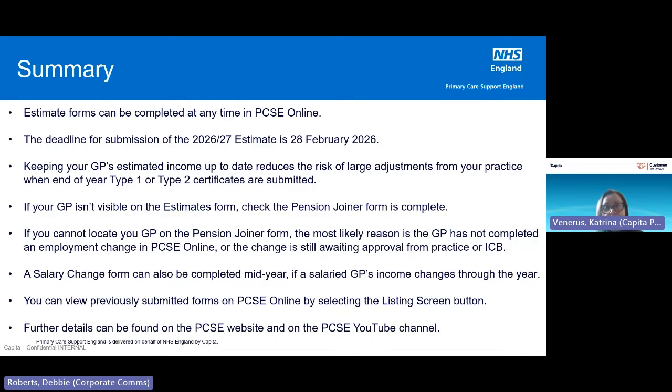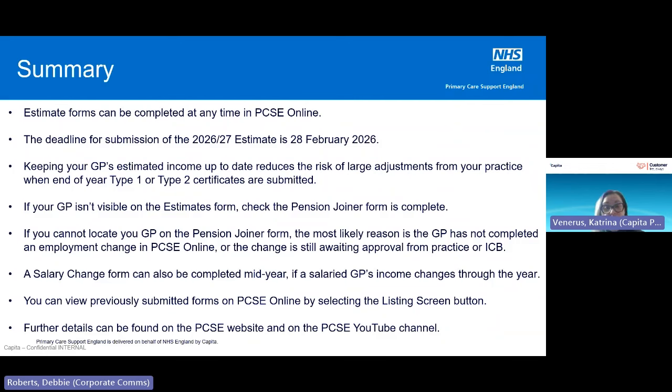That'll sort itself out, correcting the arrears, and then you'll be able to do this forward estimate for 26-27, but you need to catch up with the months that haven't been collected yet. That's one scenario. It could be that our GP has diligently done what they needed to do, but the employment change is sitting waiting on the practice if they're a salaried GP. So it's worth checking that if the GP has already submitted. Or if they're a partner, it could be that it's waiting for the ICB. So there are those steps that need to have taken place for you to do the joiner.